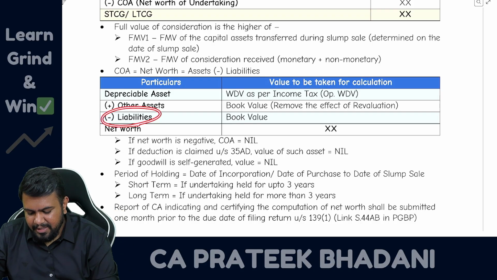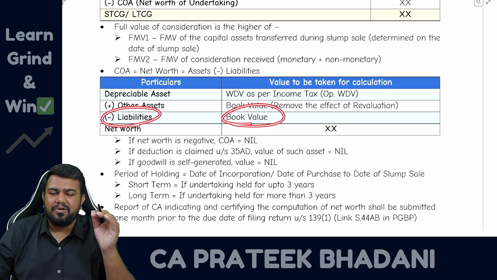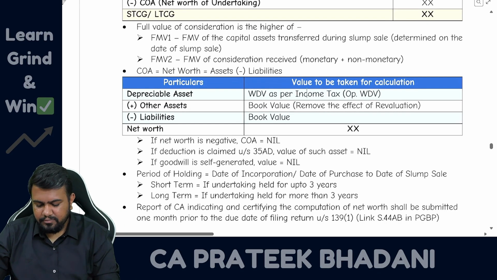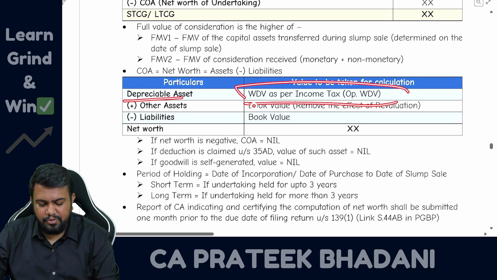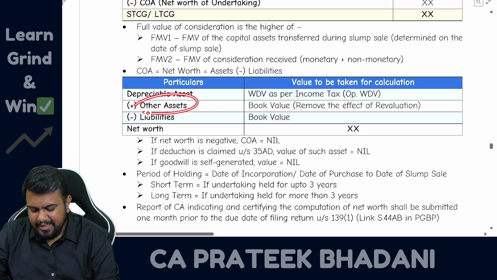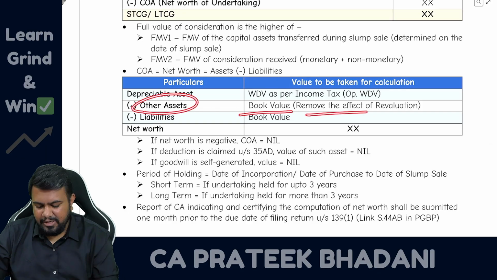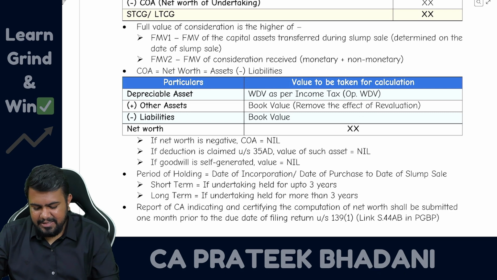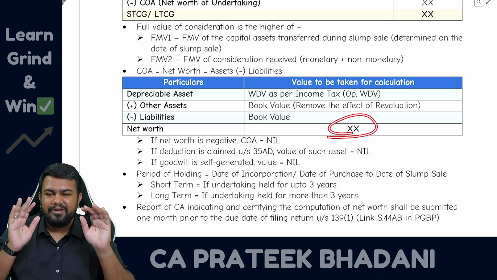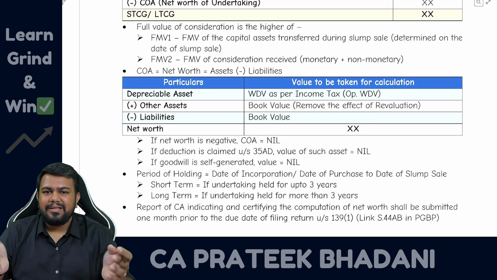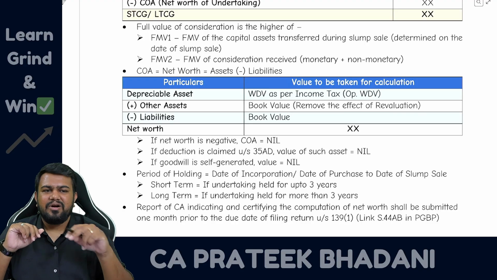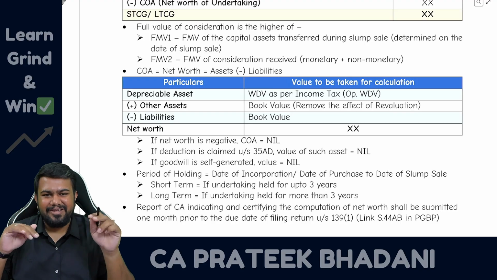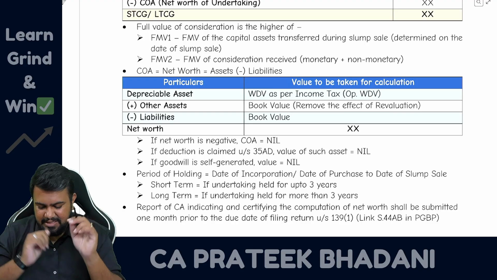Then what about liability? For liability also you have to consider only the book value. So depreciable asset, you take opening WDV, then other asset book value, remove the effect of revaluation, and liabilities you take the book value. Finally, assets minus liability, you will get the net worth. If the net worth is negative, then don't consider it, take the cost as 0. So don't put negative cost.